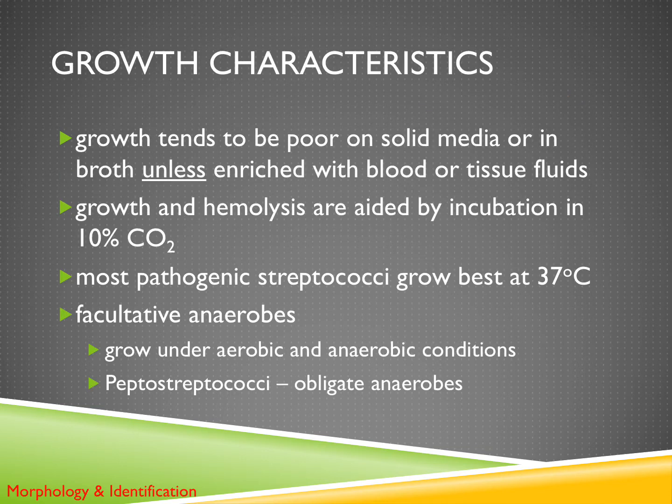For growth characteristics, growth tends to be poor on solid media or in broth unless enriched with blood or tissue fluids. Growth and hemolysis are aided by incubation in 10% carbon dioxide. Most of our pathogenic streptococci grow best at 37 degrees, which is body temperature. Therefore, they love living in human beings, as that is our normal body temperature. The facultative anaerobes also grow under aerobic and anaerobic conditions, and the peptostreptococci are categorized as obligate anaerobes.